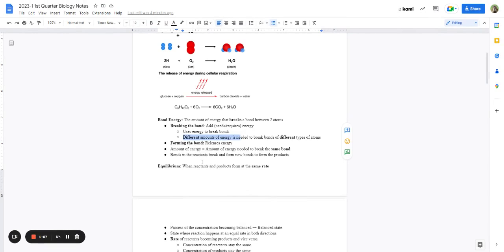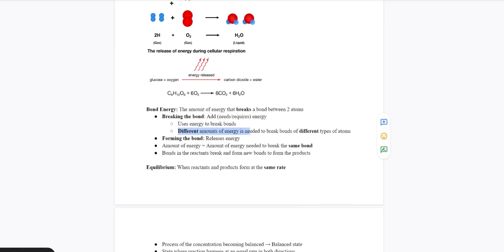Now, forming a bond releases energy. You can think of this as kind of like resting. When we rest, we gain energy. Another example is a fire. The bonds are formed, but it releases heat energy. So, forming the bond releases energy.